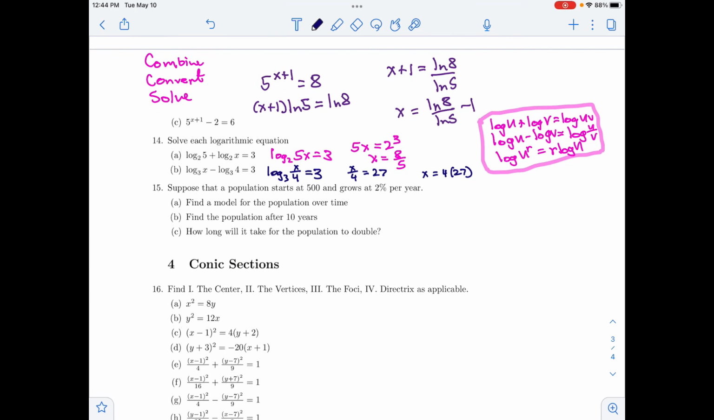Okay, now let's drop down here to the application. We've got a model: a population of 500 grows at 2% annually. So the population is going to be 500 times 1.02 to the t. Find the population after 10 years.